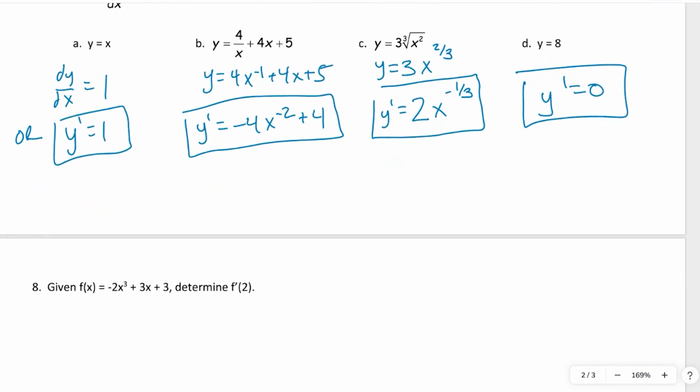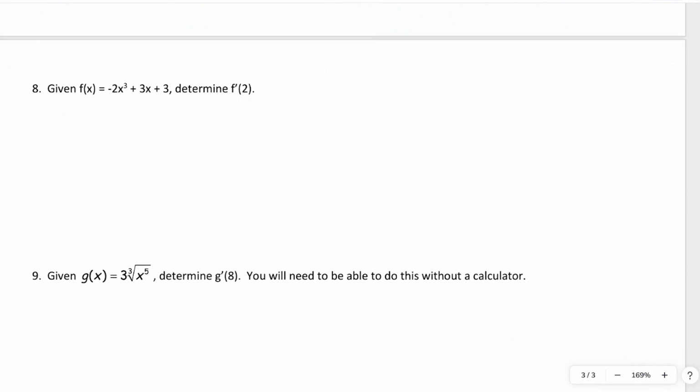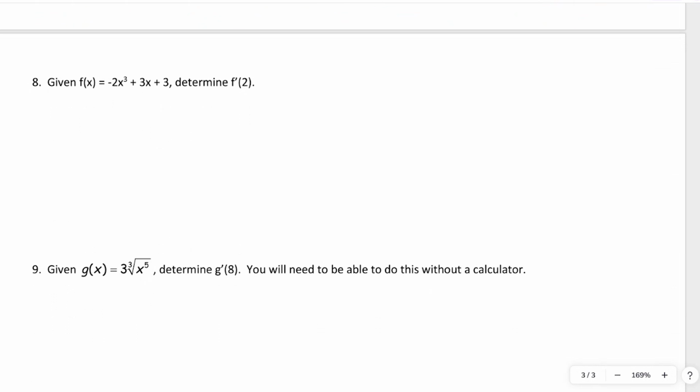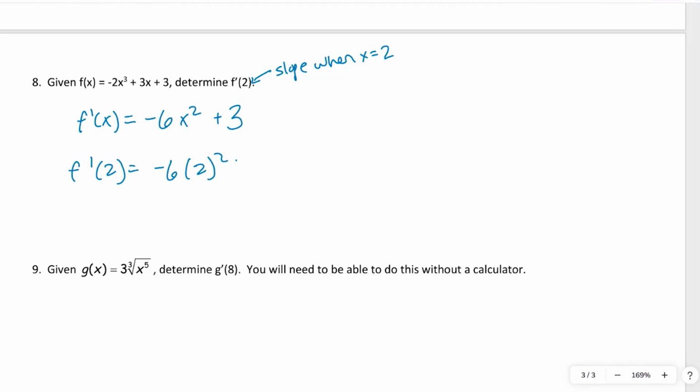Okay, let's take a look at number 8. Given this function, determine the slope when x is 2. That's what this means: the slope when x equals 2. So first, let's find f prime, or the slope function. Using the power rule, it's going to be negative 6x squared plus 3. So the slope when x is 2 is going to be negative 6 times 2 squared plus 3.